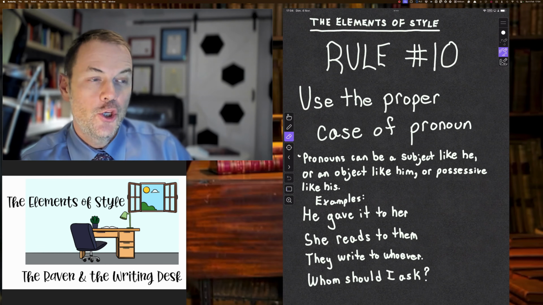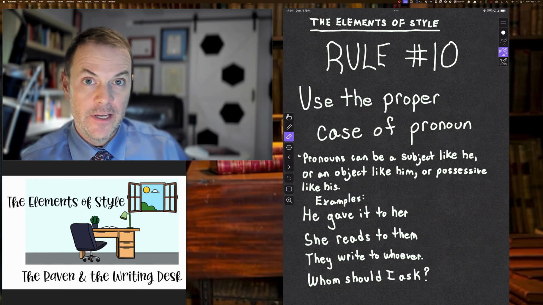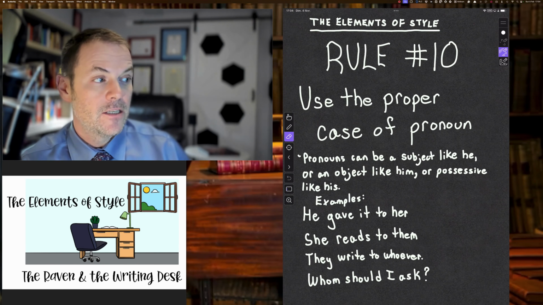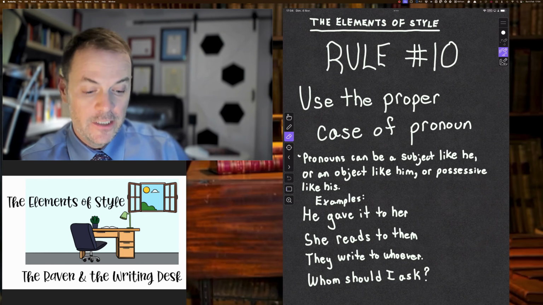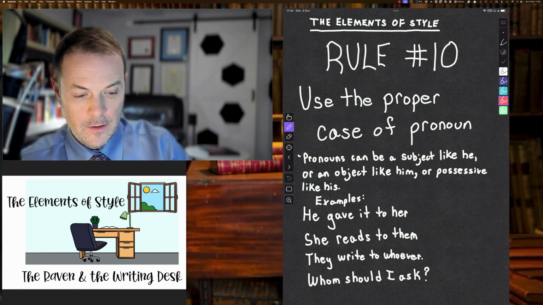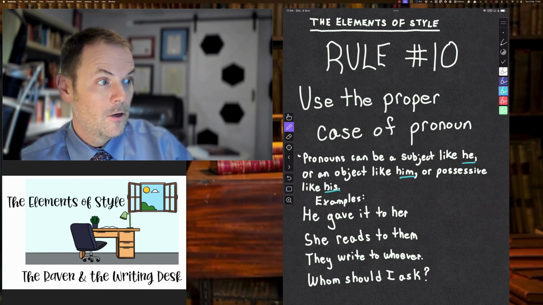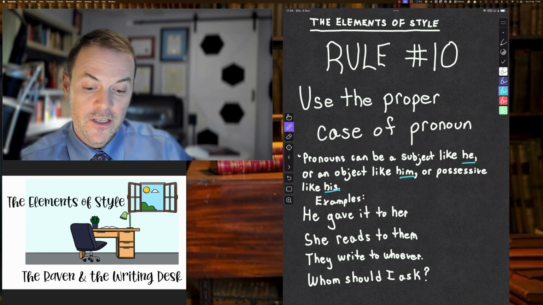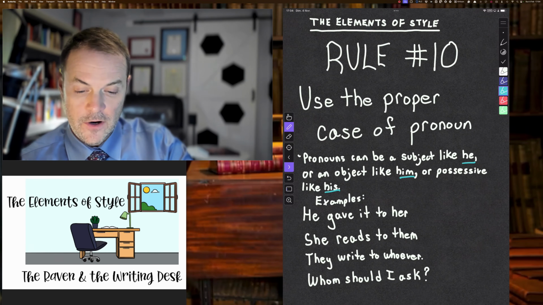Rule 10, use the proper case of pronoun. So way back in Rule 1, I mentioned pronouns are words that replace nouns. And pronouns can be a subject like he, an object like him. Let me highlight that for you. He, him, or a possessive like his. For example, he gave it to her. She reads to them. They write to whoever. Whom should I ask?